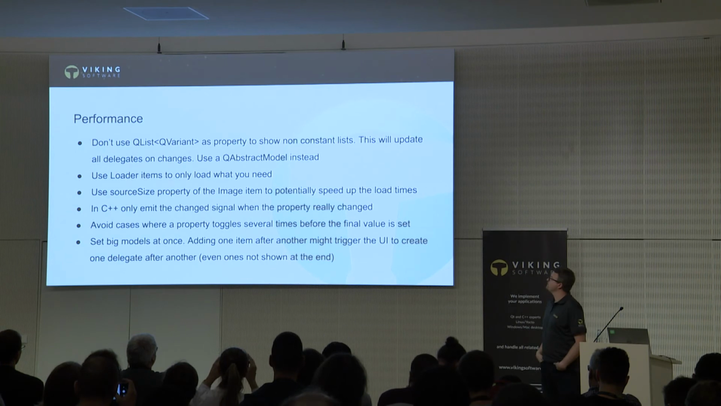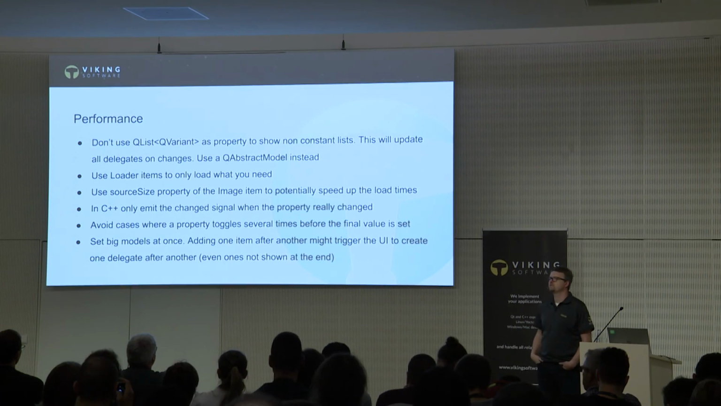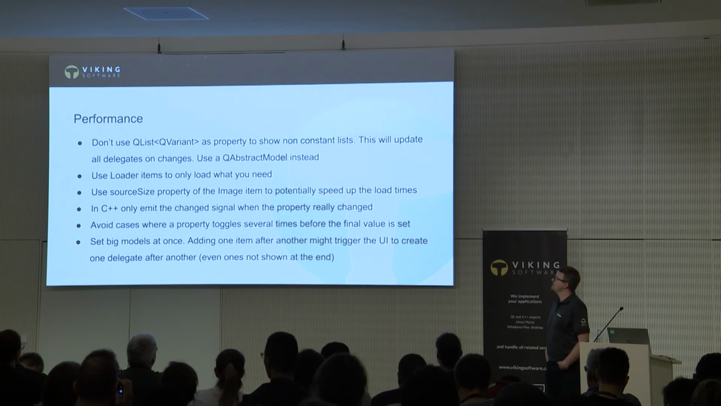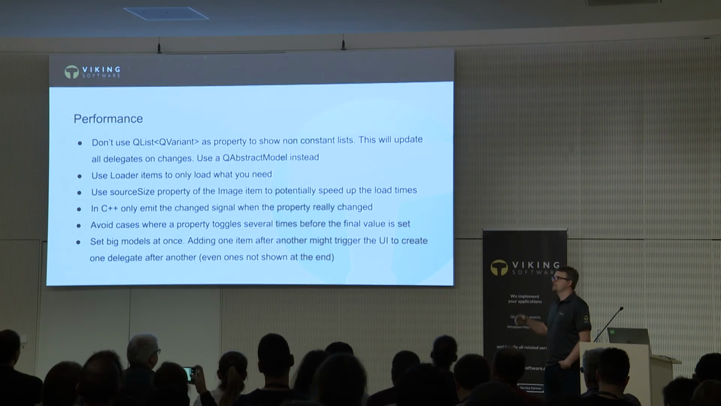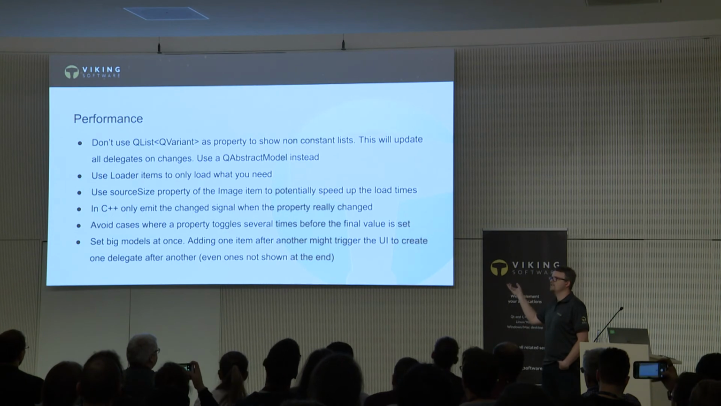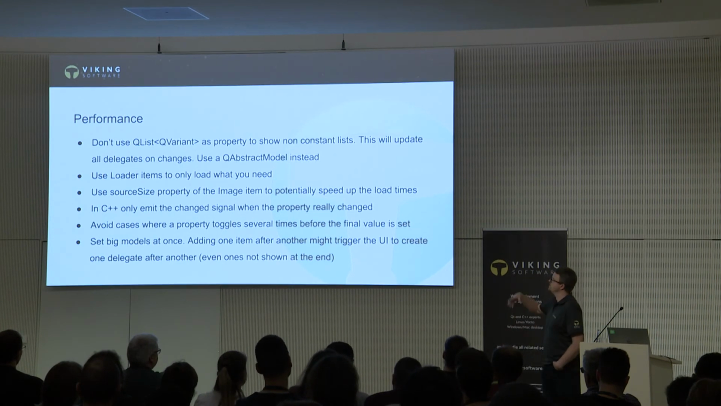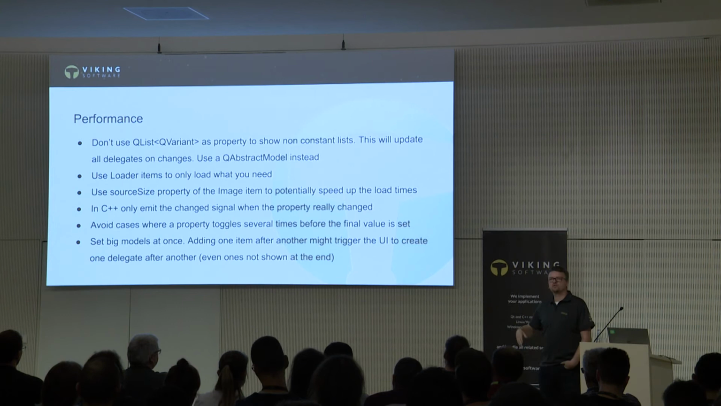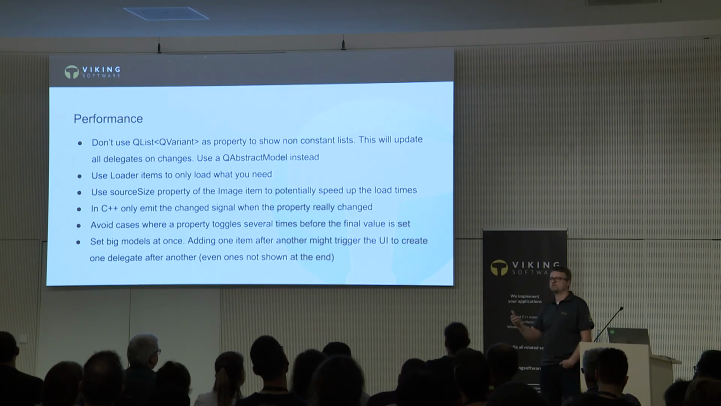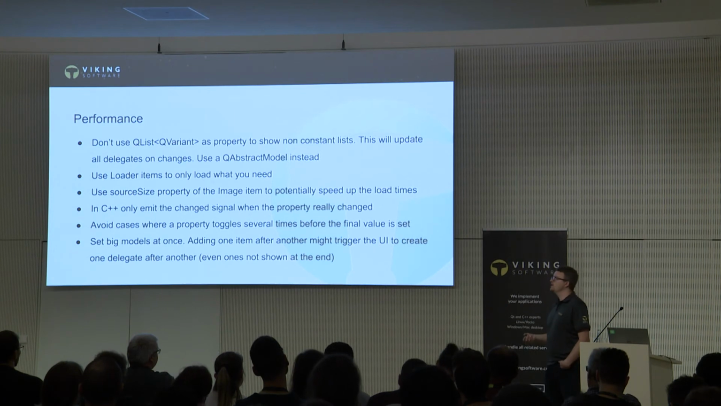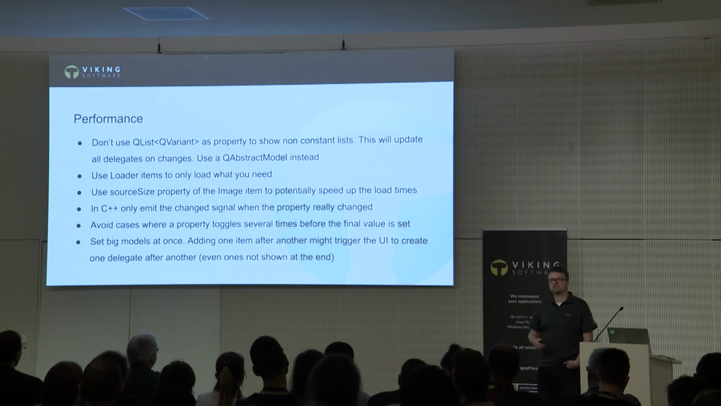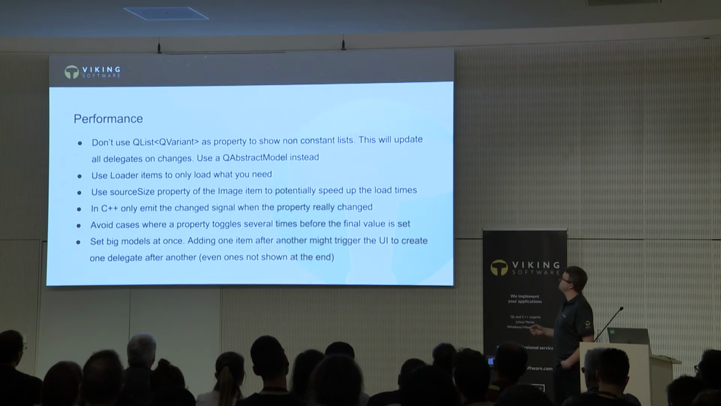The first one is that you use for the properties a list of QVariant, for example. If you use this, then when adding one item or removing an item in this list, you change the whole list. So if you use it in a repeater or in the list view, it needs to recreate all the delegates. So this is obviously very slow. Use the QObjectList model, for example, that I showed you before.